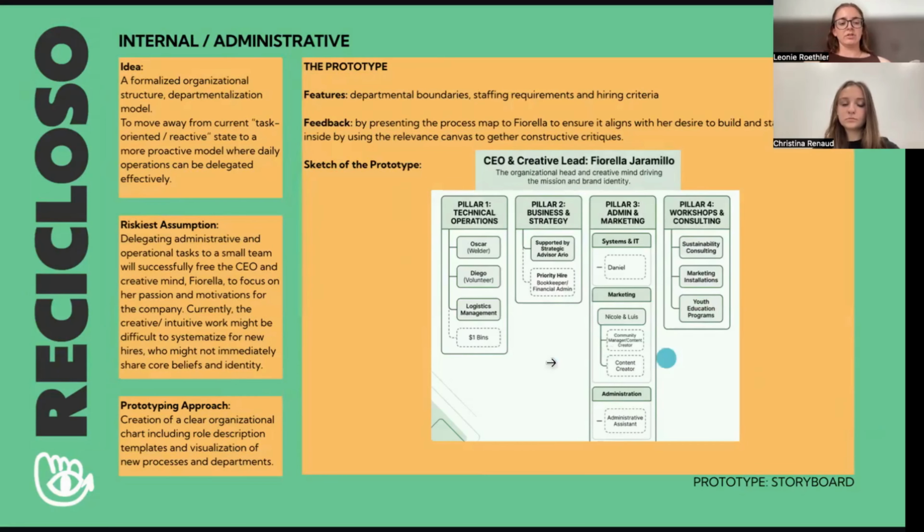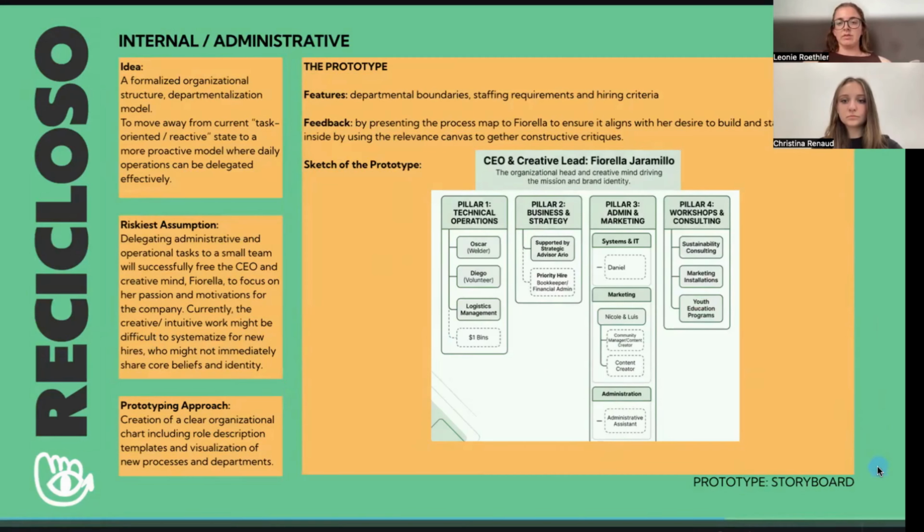Here it was really important to us to highlight which of the key positions should be filled in the near future. At the top is the CEO and creative lead Fiorella, who is most importantly the creative mind behind everything and should not only focus on the administrative part, and that's why we have some key roles here that need to be filled in the future. Also in the future, this prototype could be developed more to entail more specific role descriptions, a visualization of processes of and between the departments, as well as templates of how the departments will work together.